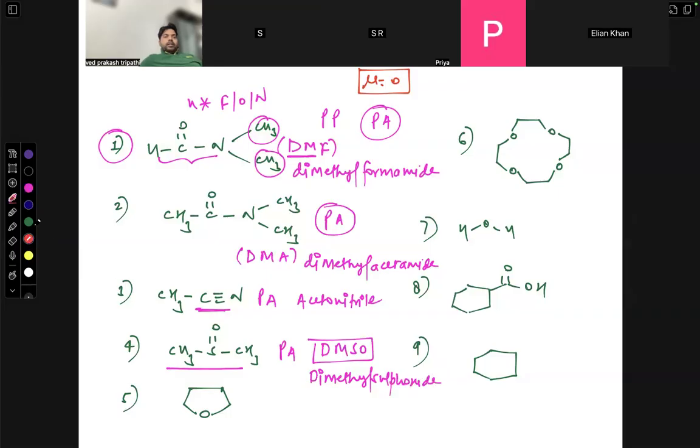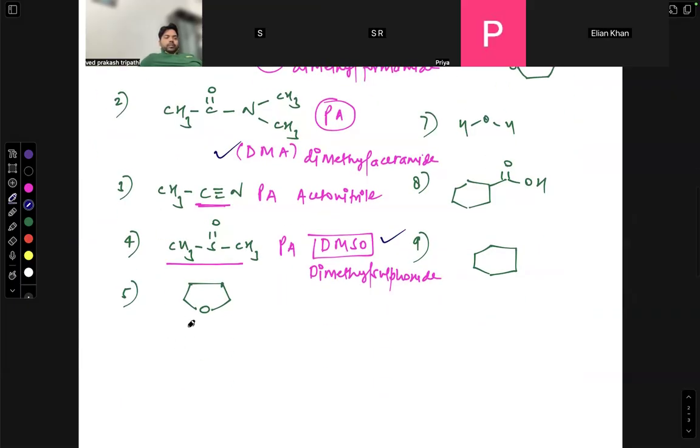At this moment, this DMF, DMA, DMSO, very, very important. What about this fifth one? This is called THF, tetrahydrofurane.